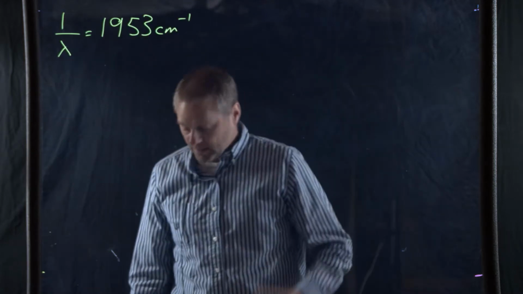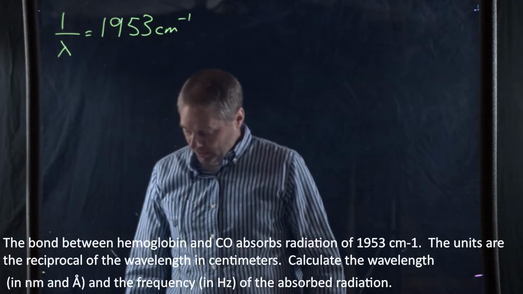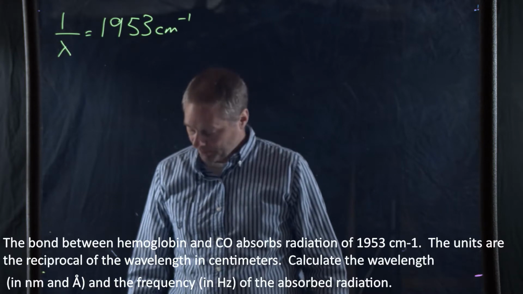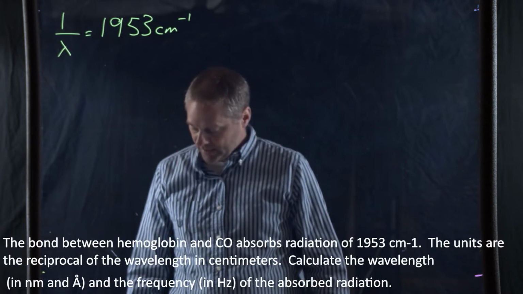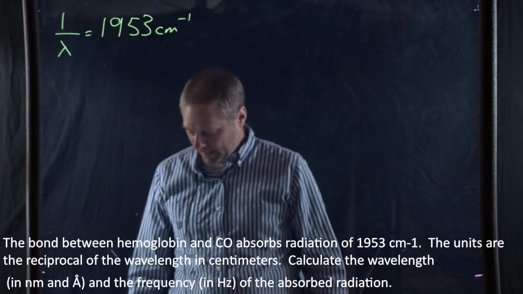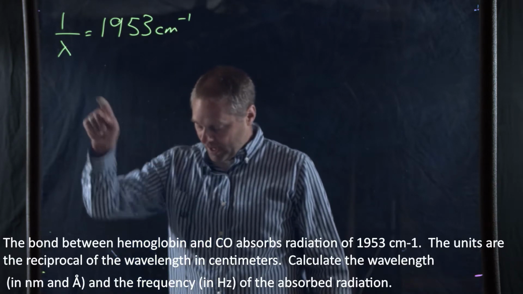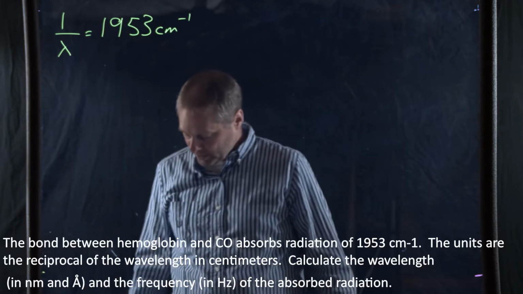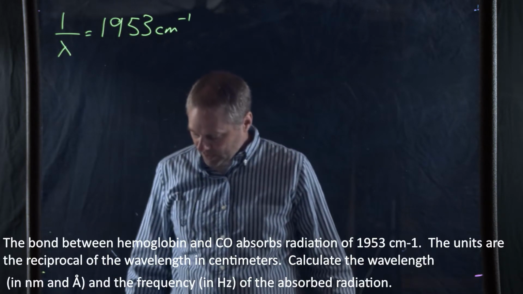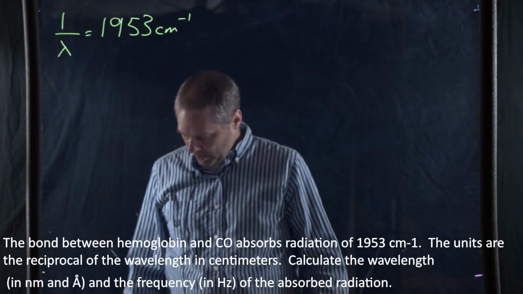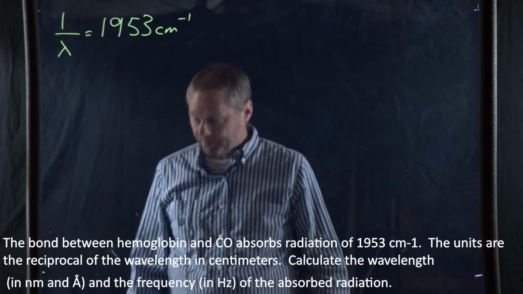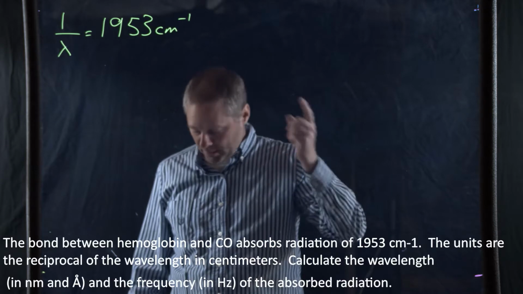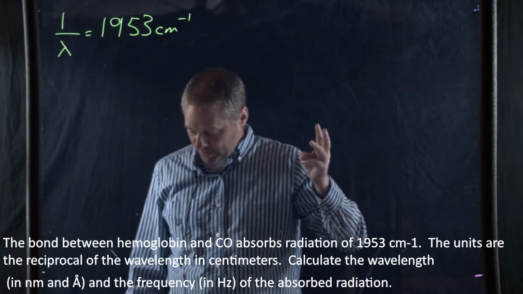This next question reads, one reason carbon monoxide is toxic is that it binds to the blood protein hemoglobin more strongly than oxygen does. The bond between hemoglobin and carbon monoxide absorbs radiation at 1953 wave numbers, or inverse centimeters. The units are the reciprocal of the wavelength in centimeters. That's what this is. We want to calculate the wavelength in both nanometers and angstroms and the frequency in hertz of the absorbed radiation.